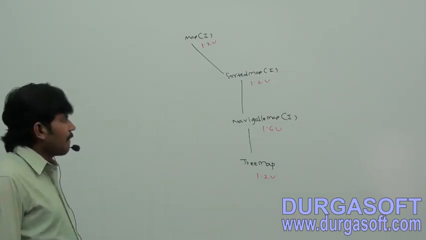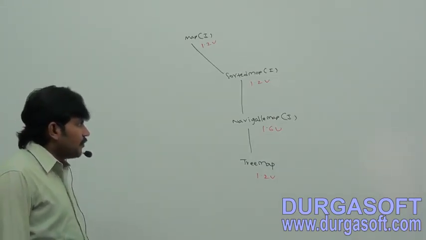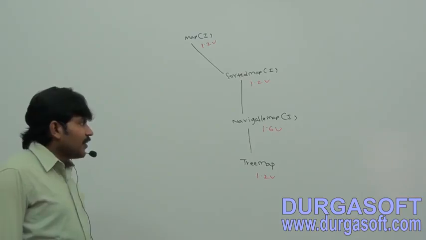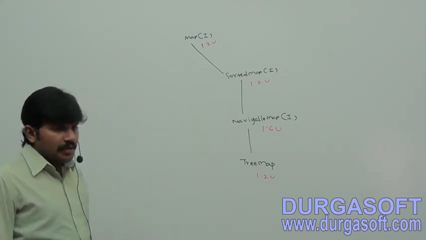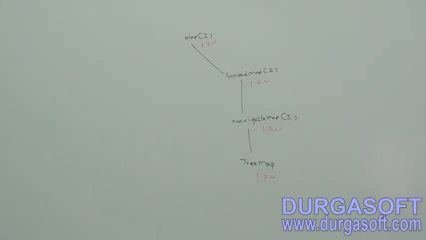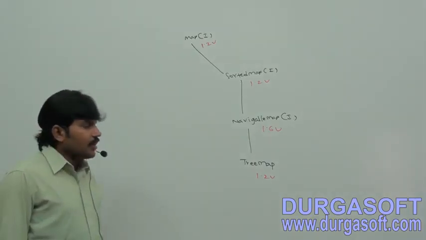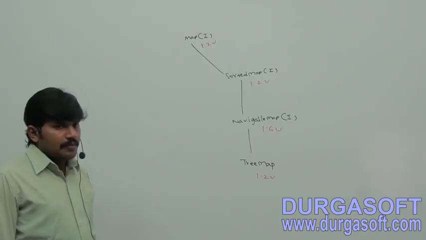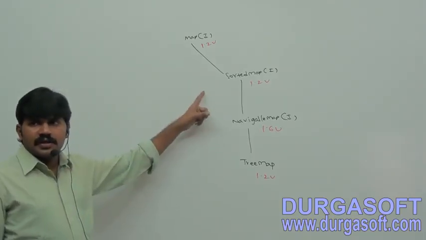Take this example anyway. Map, sorted map, tree map. What is the place of navigable map? Like this: navigable map, tree map. Completed, right?